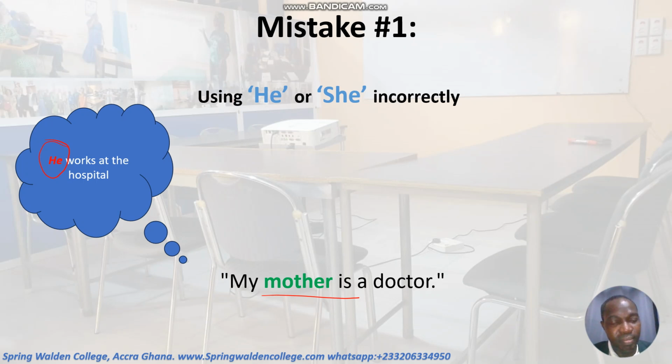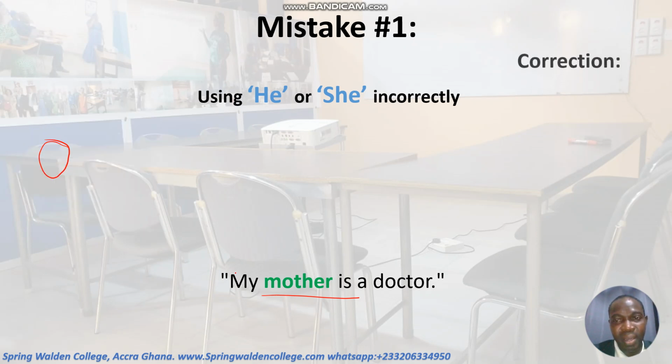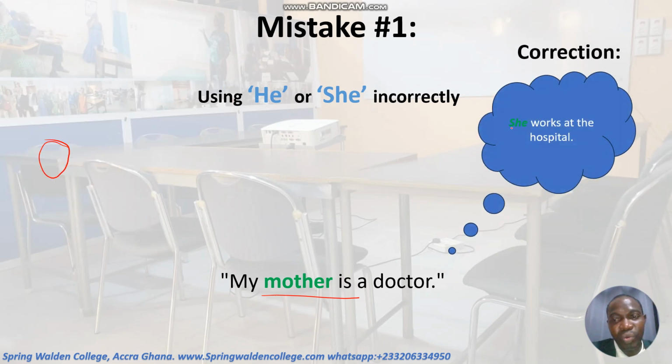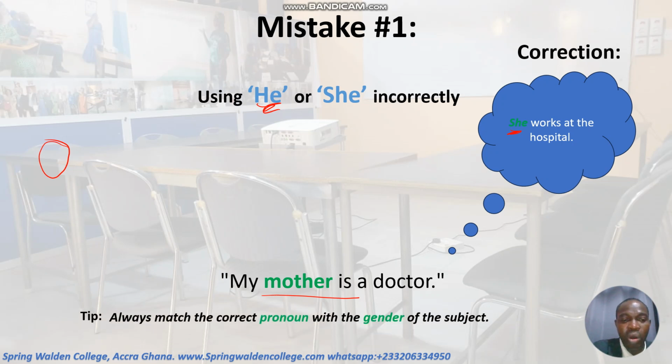With he. So what you should do is that you should always remember that you must use she with the feminine or the female, and we use he with what? The male, the masculine. So always match the correct pronoun with the gender of the subject. Always make sure you do that. It's important.